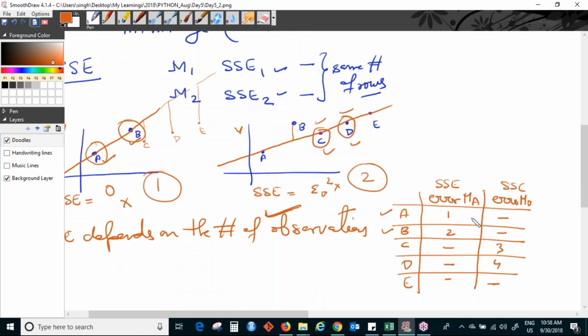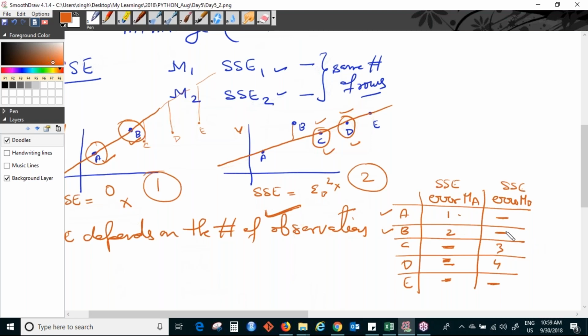Can I compare these two? No, I cannot, because this is predicting on data point A, this is predicting on data point B, whereas these two are predicting on these two data points. So I cannot compare them. And I have not written 0 here, okay? I have written not available. That means I have not used this. So I cannot compare them because they are predicting on two different things.